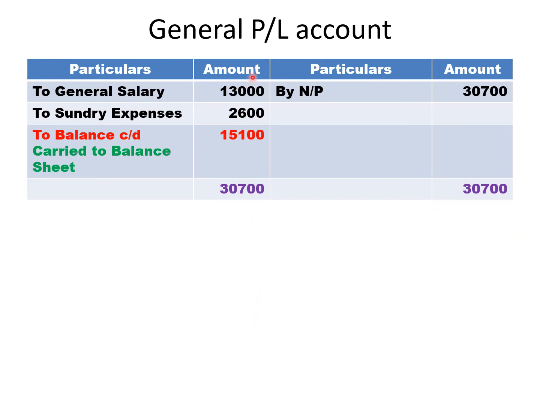So students, this is a general PL account. Bring down the net profit of department A and B. Then we have general salary 13,000. So general salary, take it in general PL account. Sundry expenses, called miscellaneous expenses. No information about how to distribute. So when certain expenses cannot be distributed equally, better take it to general PL account. So the balance carried to balance sheet will be 15,100.